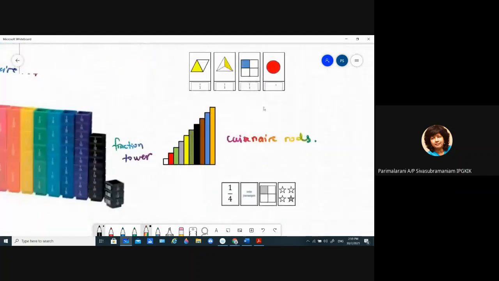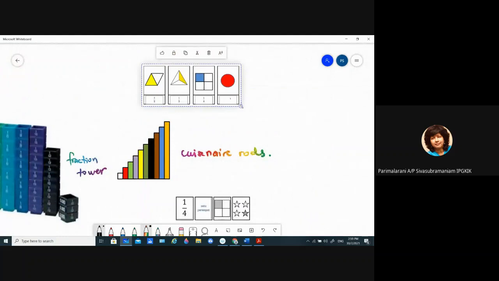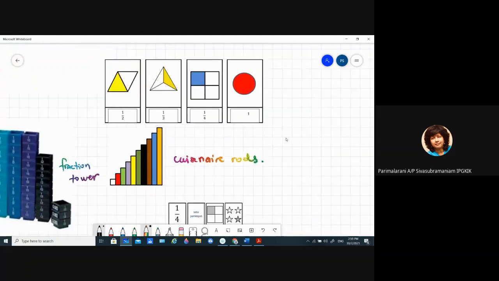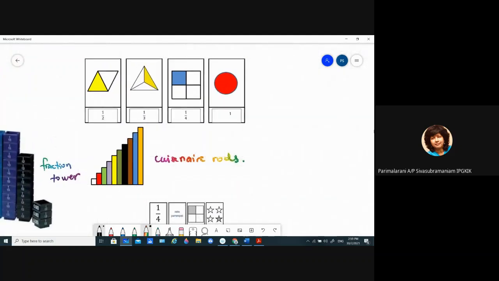Let's look at these cards first. A lot of these kinds of teaching aids are available on the internet. You just have to print them on good paper, paste them on cardboard, cut them out, and you can use them all the time. You can create your own games for this. You can ask them to shuffle the cards and take turns to read the fractions or match the fractions.